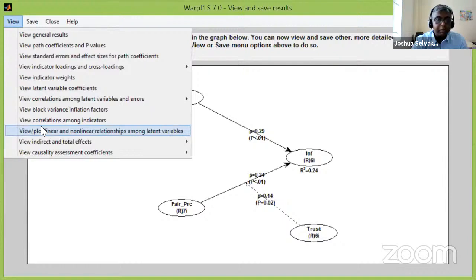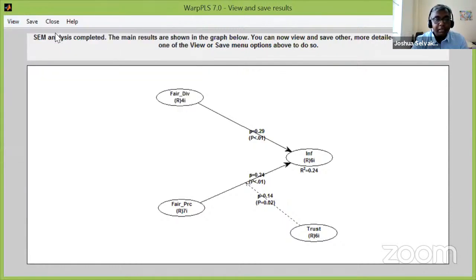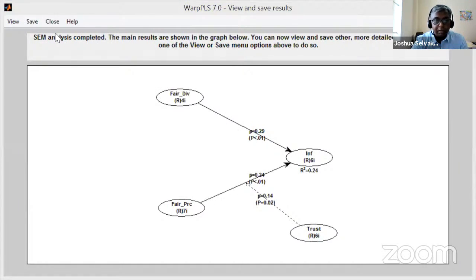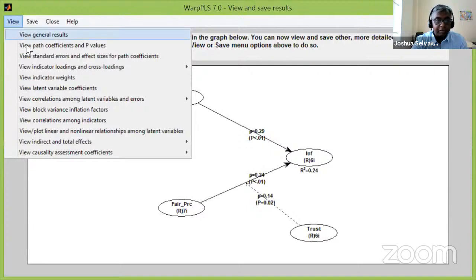For example, here you will get general results of the entire model. You can even draw a graph on this. Loadings, cross loadings, linear plots.